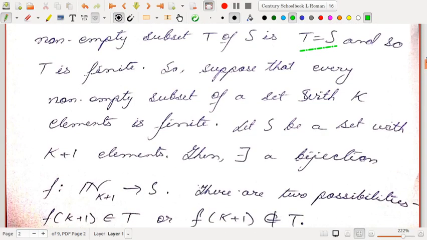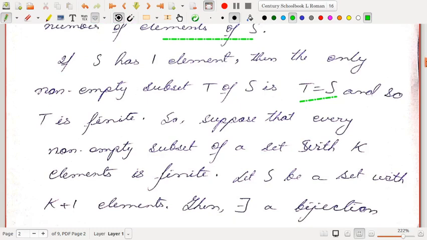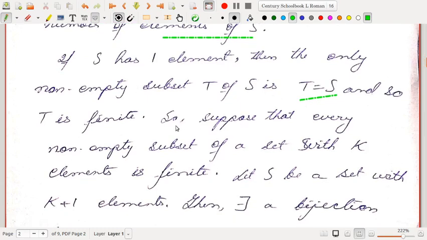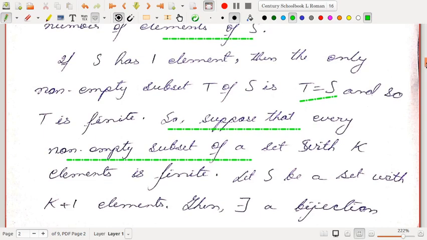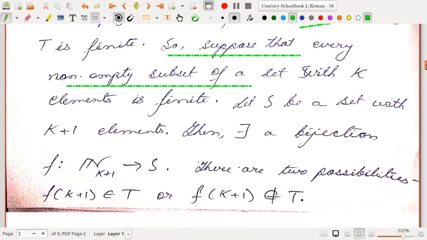So the result is true for n equal to 1, that is every non-empty subset of a finite set having one element is finite. Now we suppose that the result is true for any set with k elements. That is our induction hypothesis: every non-empty subset of a set with k elements is finite. We will show that every non-empty subset of a set with k plus 1 elements is finite. Then by induction our result will follow.